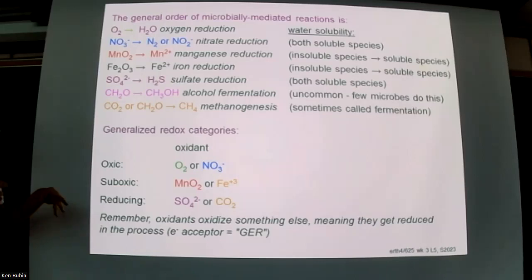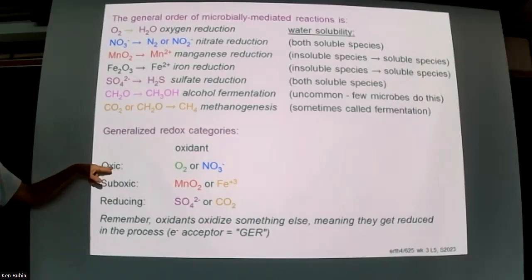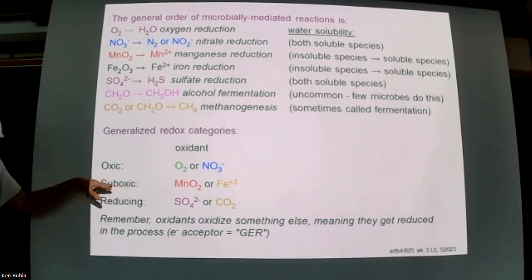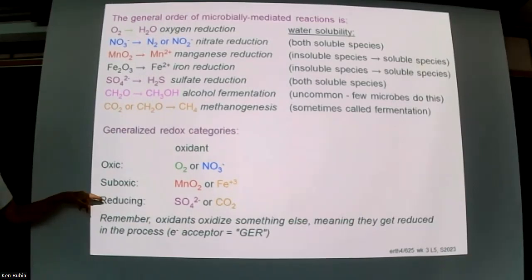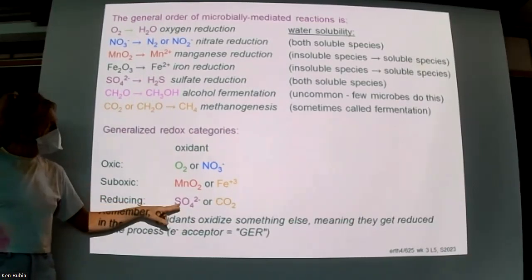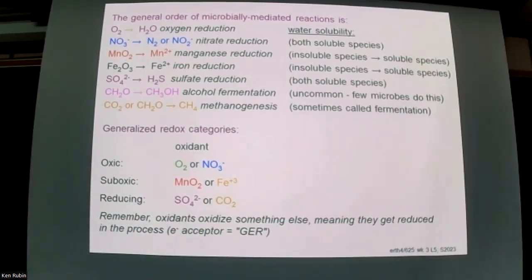So we have 3 categories of terminology that we consider environments as being. If they are doing aerobic respiration or nitrate reduction, we call them oxic environments. We call them suboxic if manganese or iron reduction is happening. We call them properly reducing if SO4, sulfate reduction or CO2 reduction is happening.